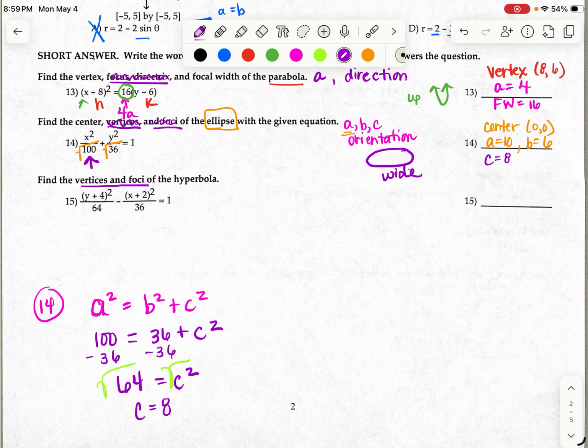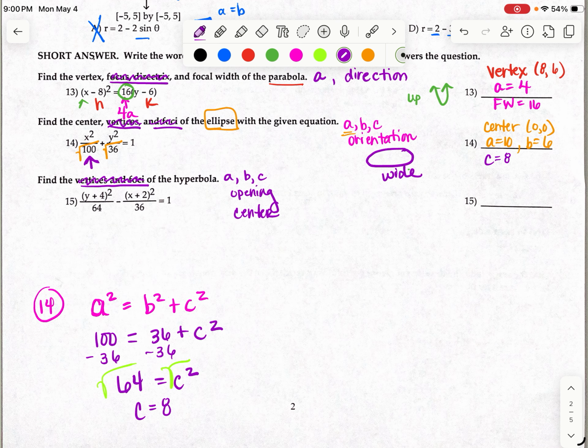15, last one. Same thing. I'm not going to ask you for the vertices and the foci. I'm going to ask you for the values of A, B, C, and then again the direction of how it opens. And then I'm also going to ask you for the center. I don't know why that's not listed in the directions, but it's just like our quiz.